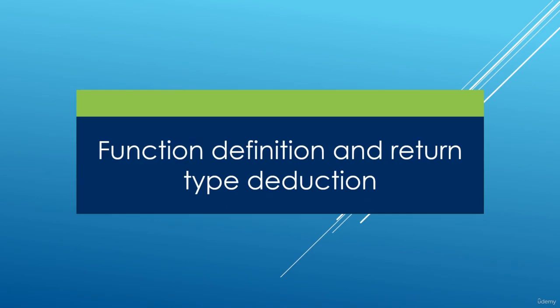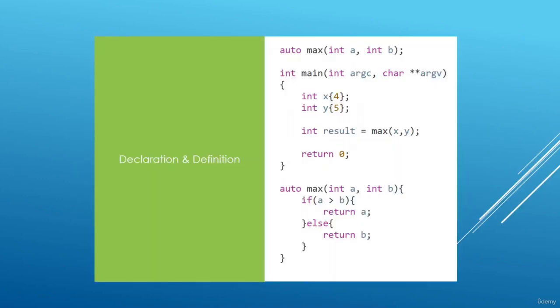In this lecture, we're going to explore the case where we are setting up return type deduction with our function split into declaration and definition. Let's look at a simple example here. We have a max function and we have the declaration in front of main here, and we're going to have the definition after the main function.